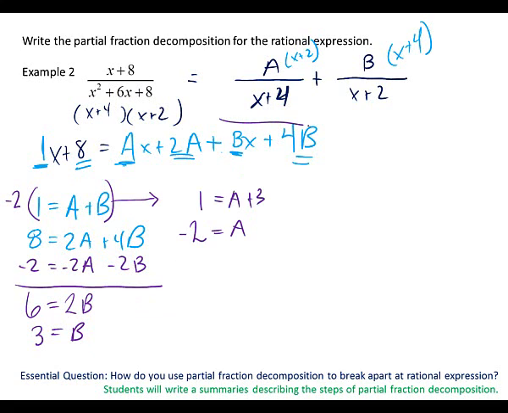Now I've got to come back up here and plop the A and the B in there. So I'd have -2 over x plus 4 plus 3 over x plus 2.